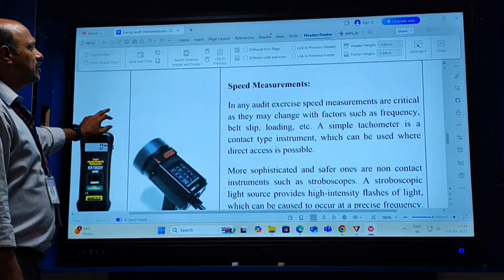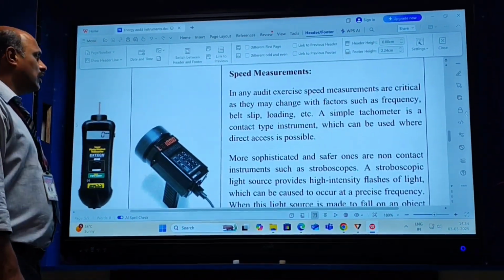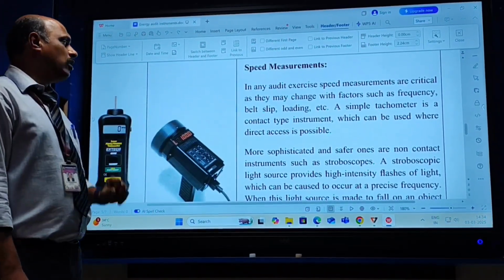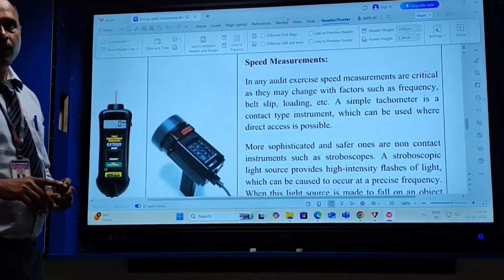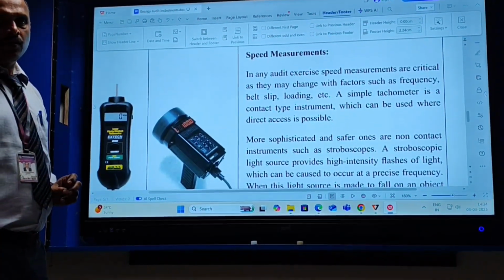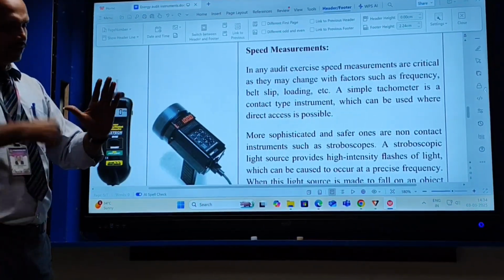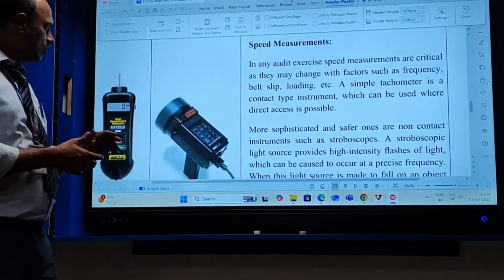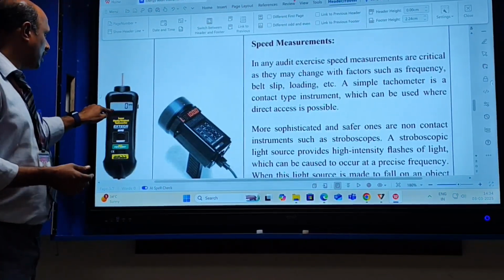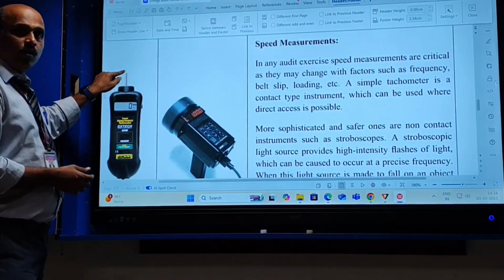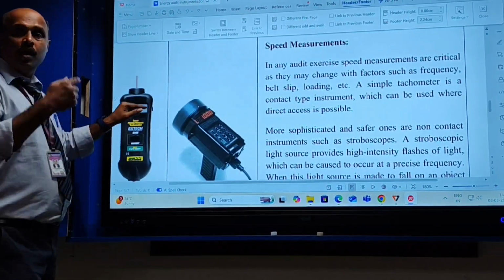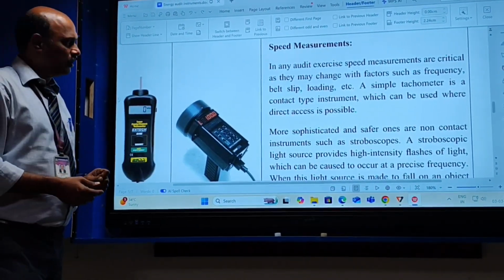what is called speed measurement. In speed measurement also we have contact type and non-contact type. The tachometer is the contact type of speed measurement. Suppose you want to measure the speed of a motor, you have to fix this. This is called your contact type. This arm you have to fit on your rotor part. It directly gives the number of revolutions in RPM.